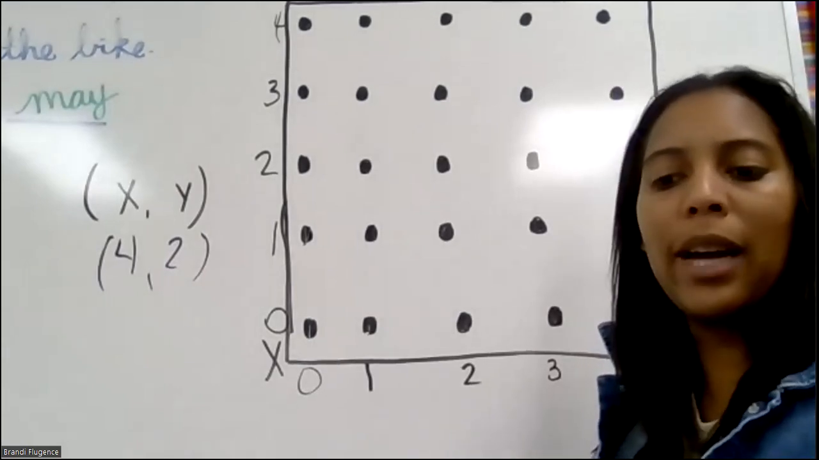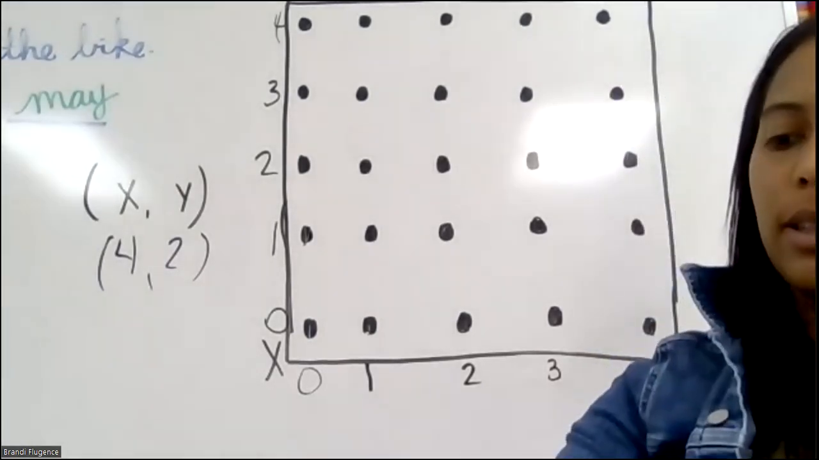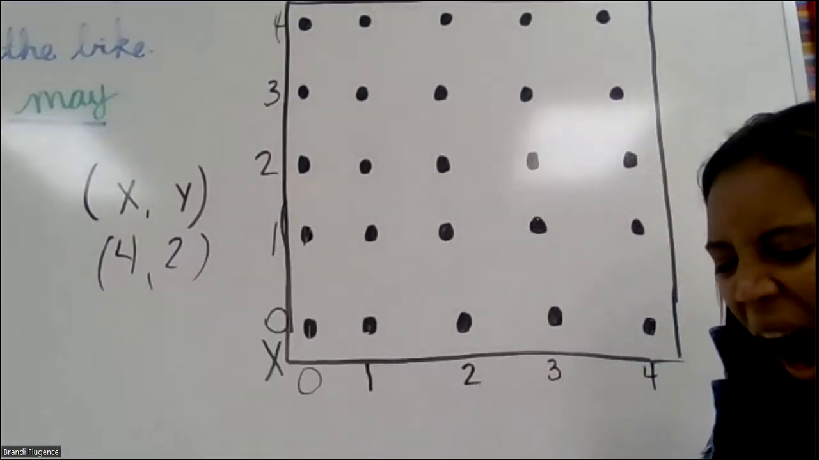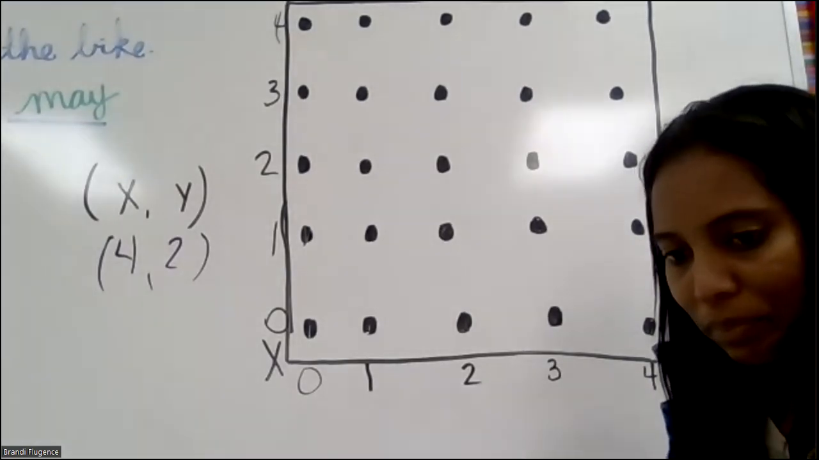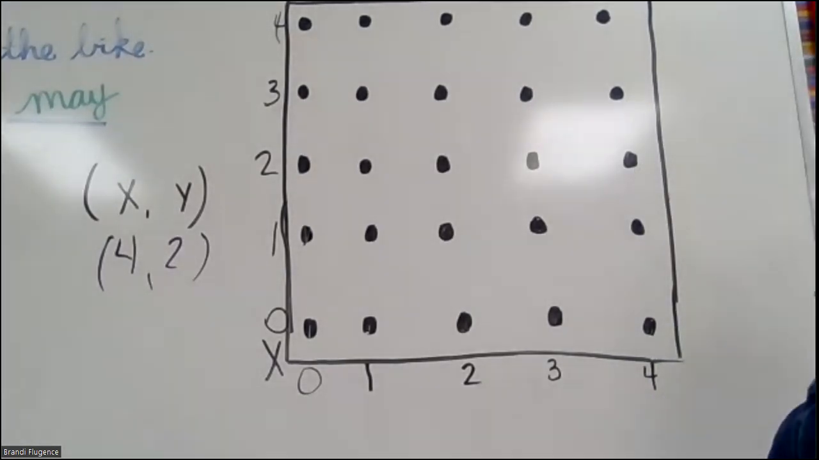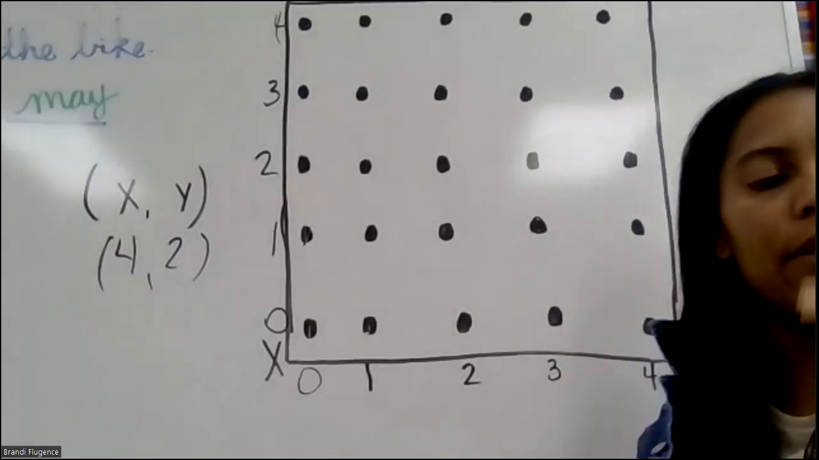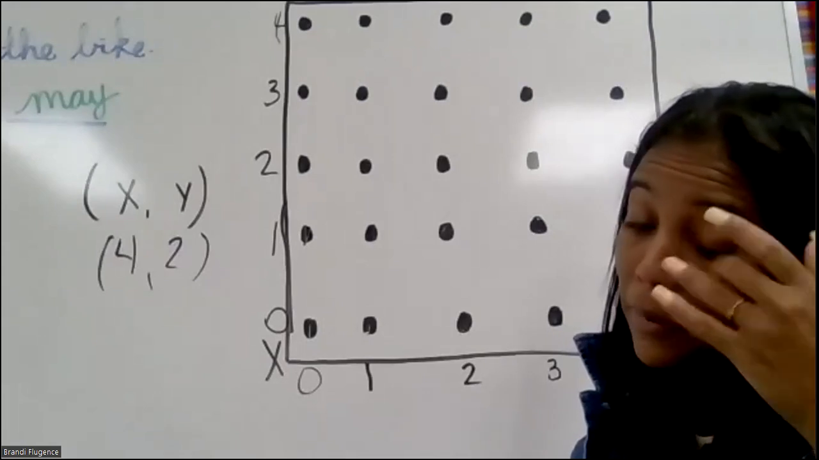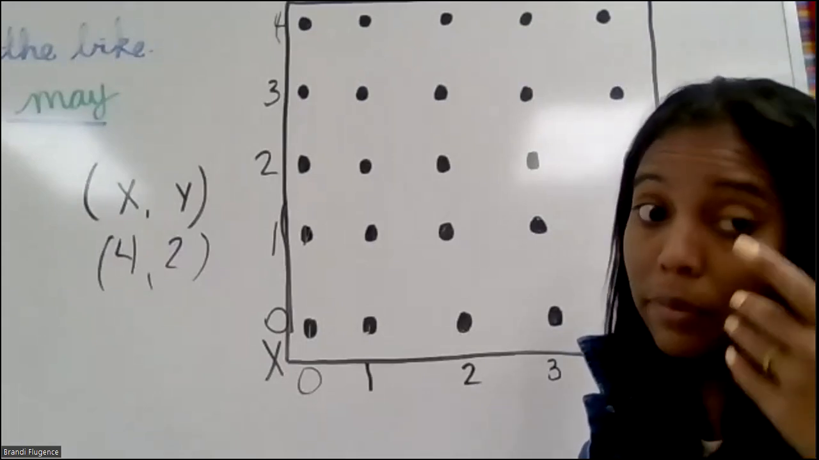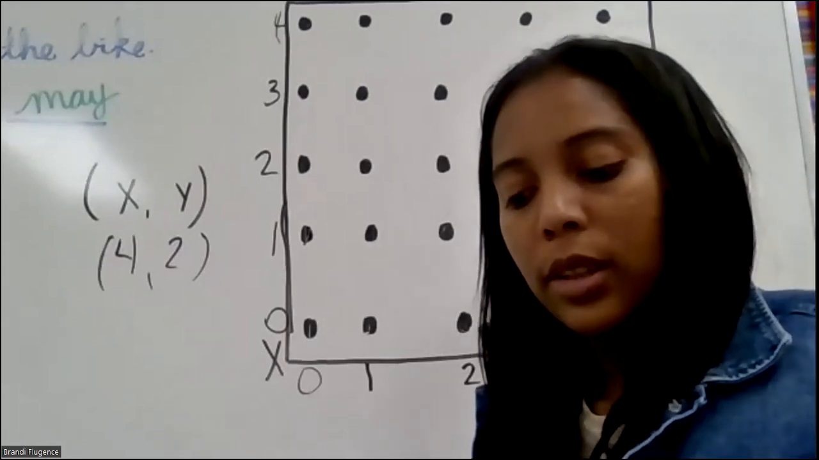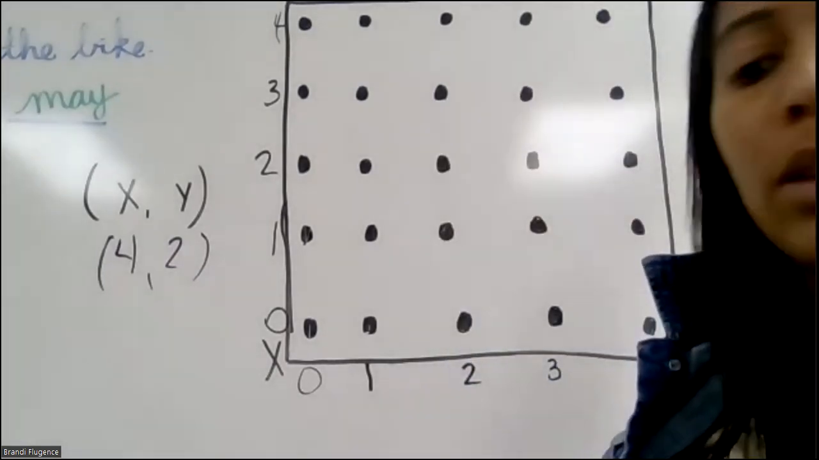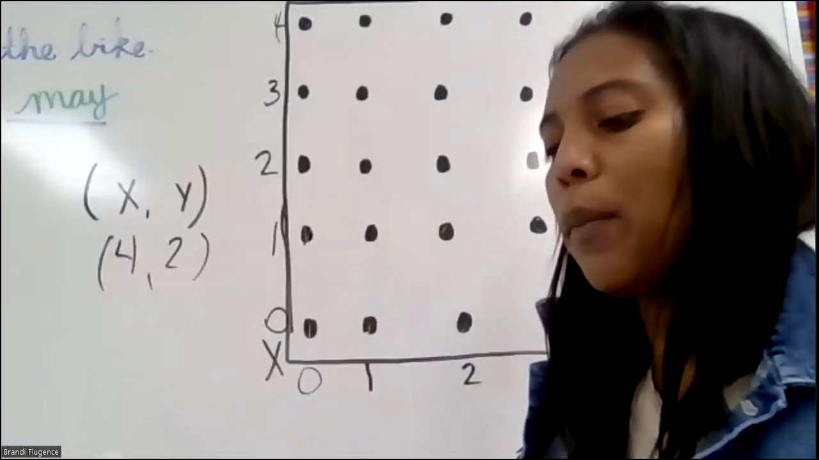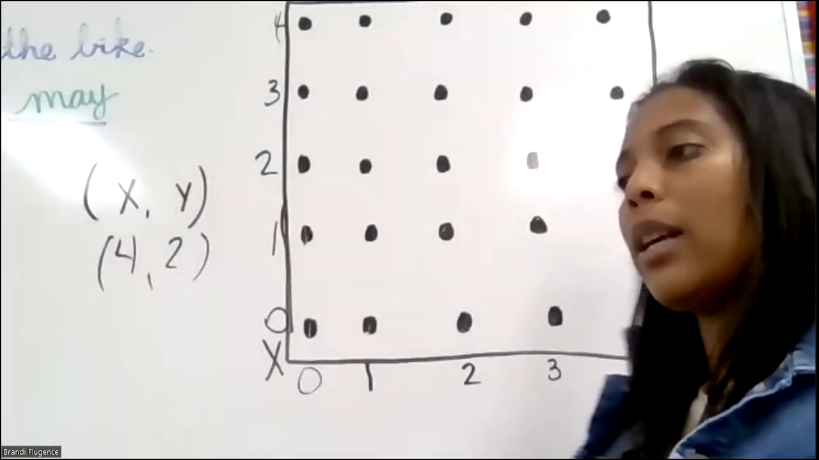Okay, so let's practice finding some points on our graph. Let's start with the smiley face. We're gonna locate it first. That's what I meant to say, not mark it. So you see the smiley face on your paper. All right, so let's look at it.